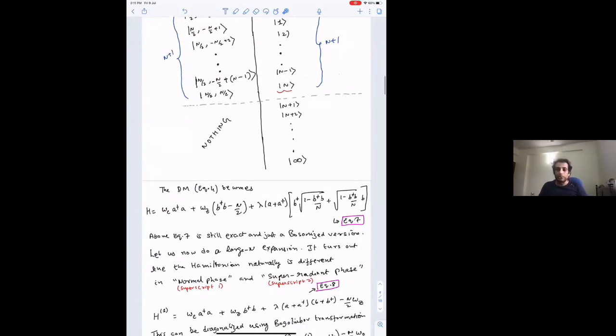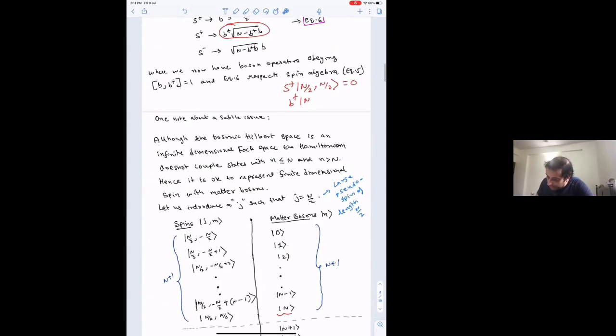Notice that it is indeed consistent. So it is fine. That is the subtle point I wrote here, that the Hamiltonian does not couple. See, this is exactly Abhishek's question. Although the bosonic Hilbert space is an infinite dimensional Fock space, the Hamiltonian does not couple states with n less than N and n greater than N. Hence, it is okay to represent the finite dimensional spin with matter bosons.